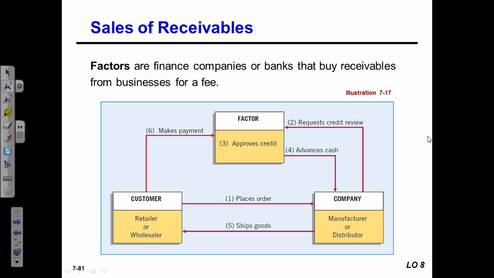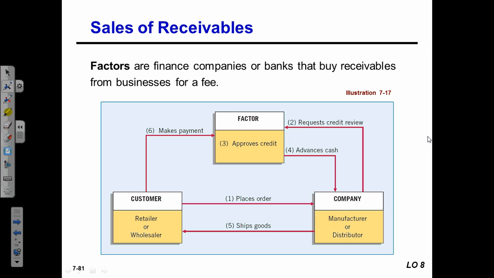Okay, here's how the deal goes. Factors are finance companies or banks that buy receivables from businesses for a fee. So what happens? The customer wants to buy from the company. The company can't support the receivables themselves. They can't finance themselves. And the factor, the bank or whoever it is, doesn't trust them to loan them the money to do it on their own. Got the idea? So they're high risk.